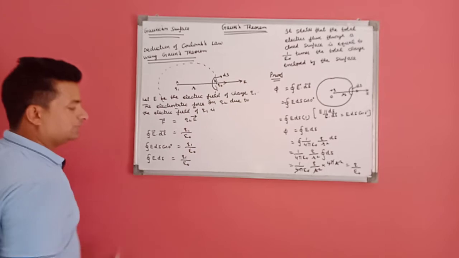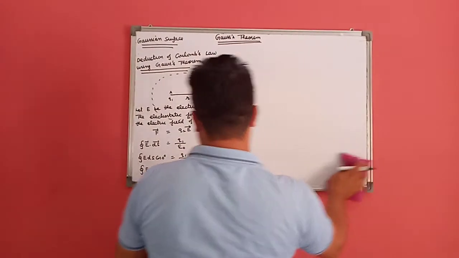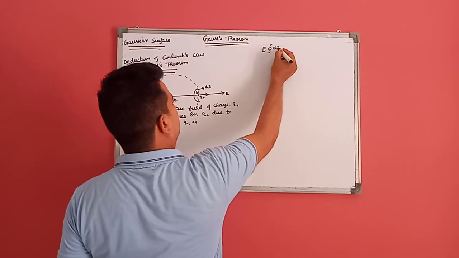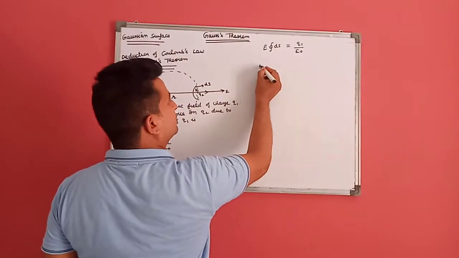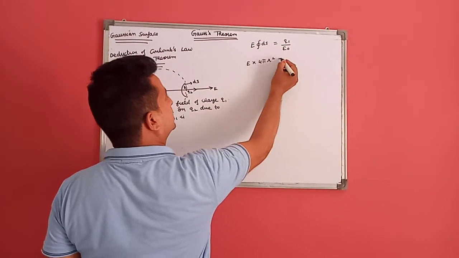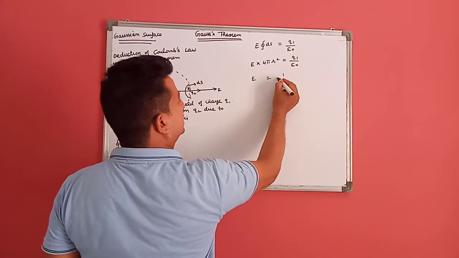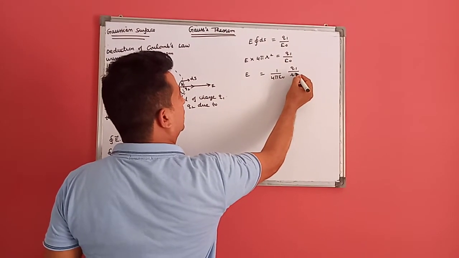This is q1 by epsilon naught. As we know from the definition of a Gaussian surface, the electric field is always uniform. So this is equal to q1 upon epsilon naught. As we know, the area of this is 4 pi r square. This is q1 upon epsilon naught. This means E is equal to 1 by 4 pi epsilon naught q upon r square.